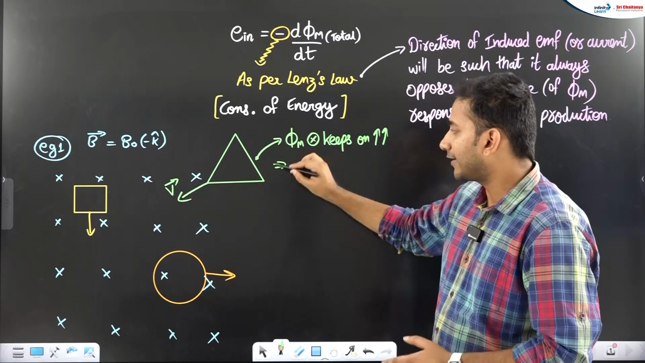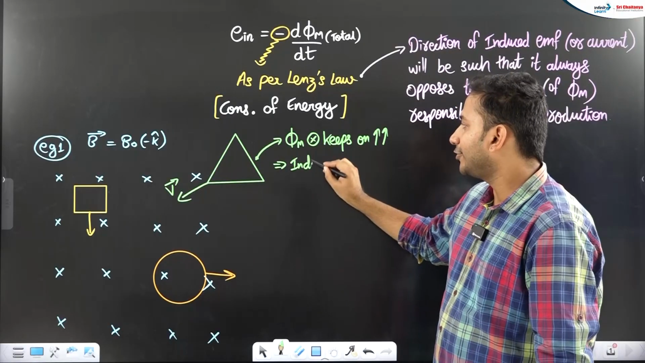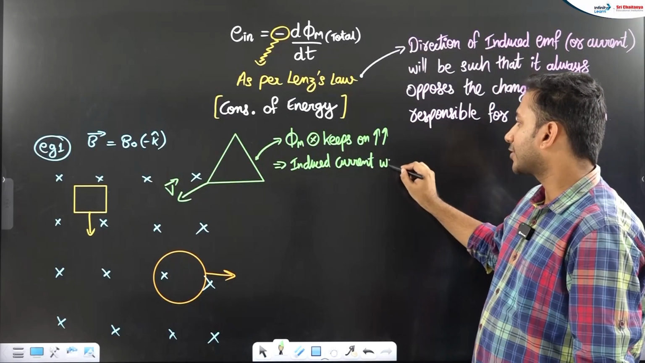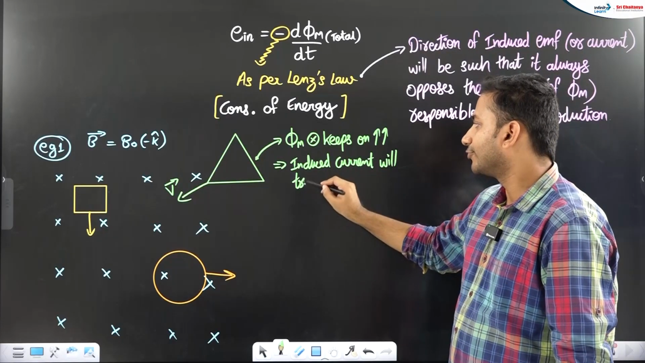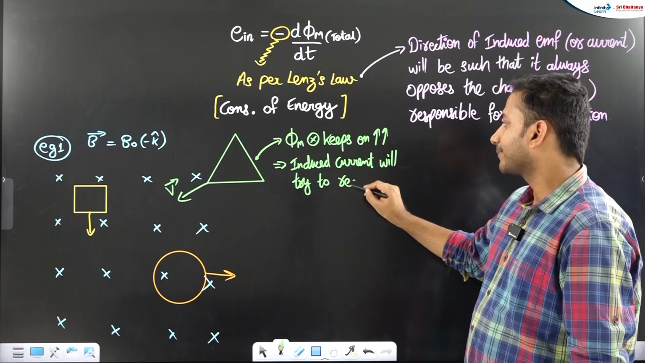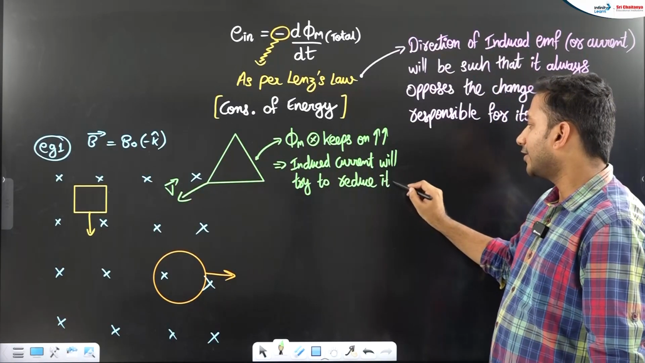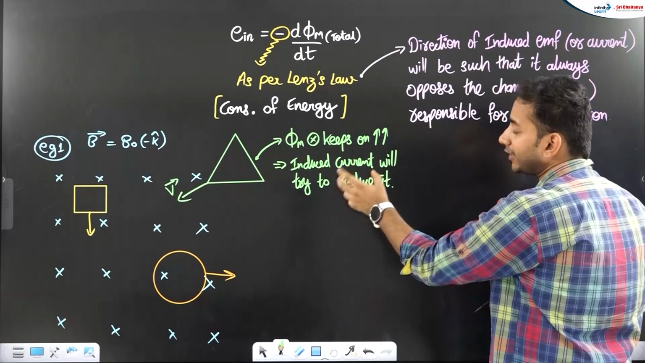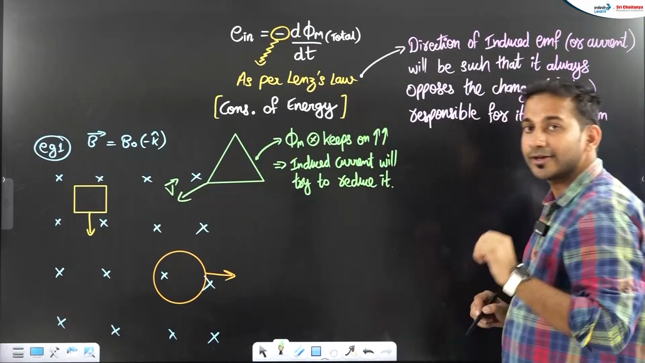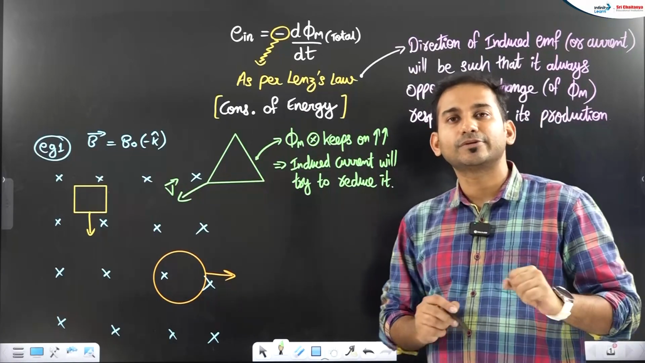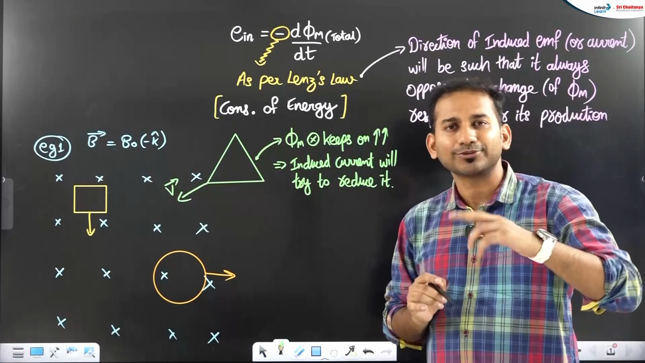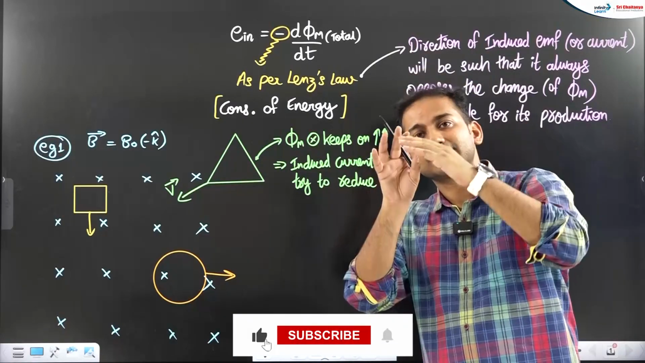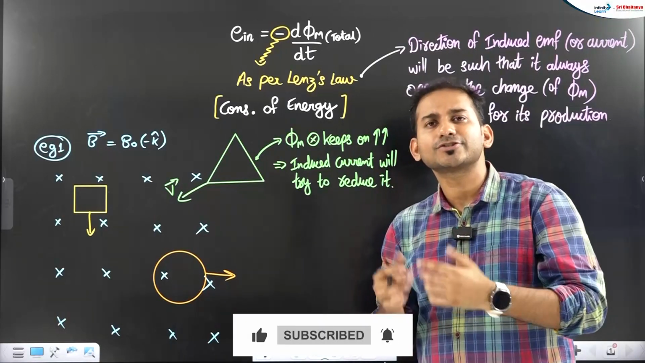If the inward magnetic flux keeps on increasing, the loop is closed and conducting, so you will say induced current will try to reduce it. I repeat, if the increase in the flux is responsible for the induction, then the induced current will try to reduce it. If decrease in the flux is responsible for the induction, then the induced current will try to enhance it. Okay, change is always opposed. Incremental change is there, so decrease it. Decremental change is there, so increase it.